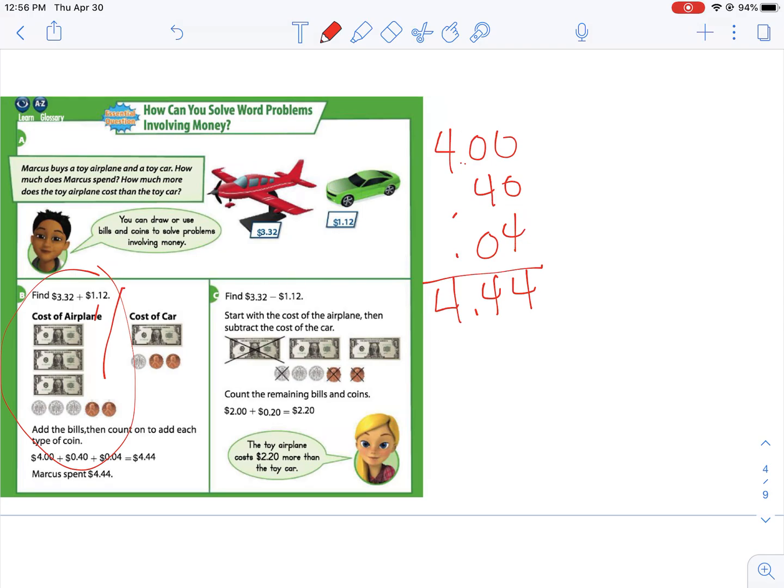And again, if you would like, instead of doing it horizontally, you want to do it vertically, we've got $3.32 minus $1.12, and make sure these are lined up. And so you do the subtraction. This is 0, this is 2, and this is 2. Okay, so either way. So this was just another example.